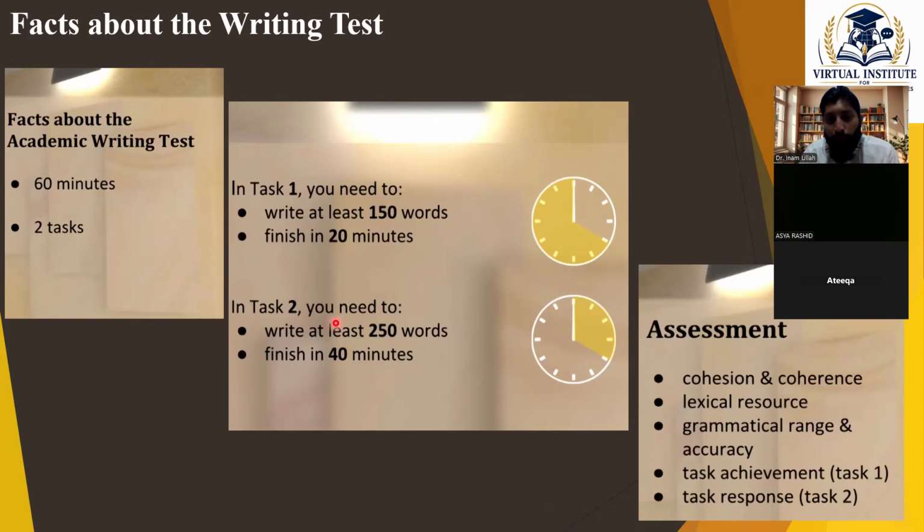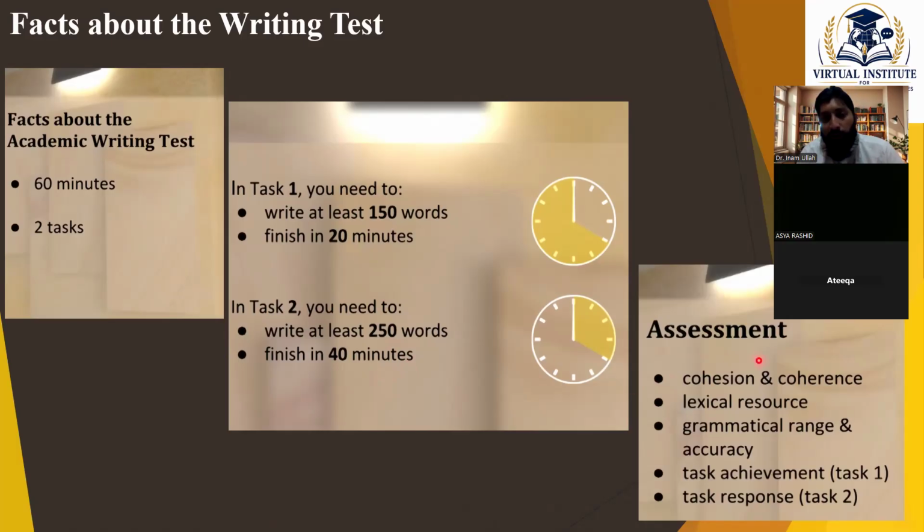In task two, you will have to write at least 250 words about a topic. It will be an essay. What kind of essay we are going to discuss in the coming classes. Don't worry about it, but generally you will have to write an essay, and you will have to write at least 250 words. To finish this task, you will have 40 minutes. If you divide this one hour into 20 and 40 portions, you can also have 30 and 30. But as a teacher, as a trainer, we don't recommend this, right?